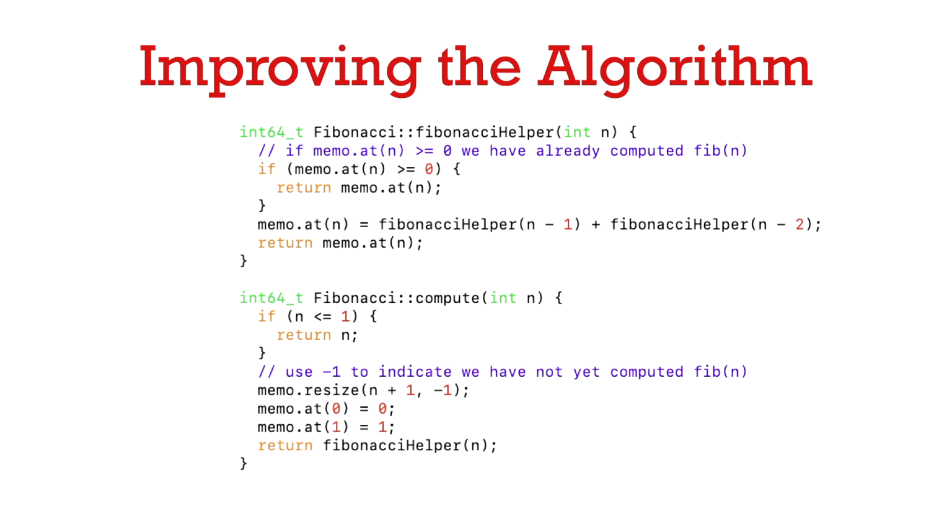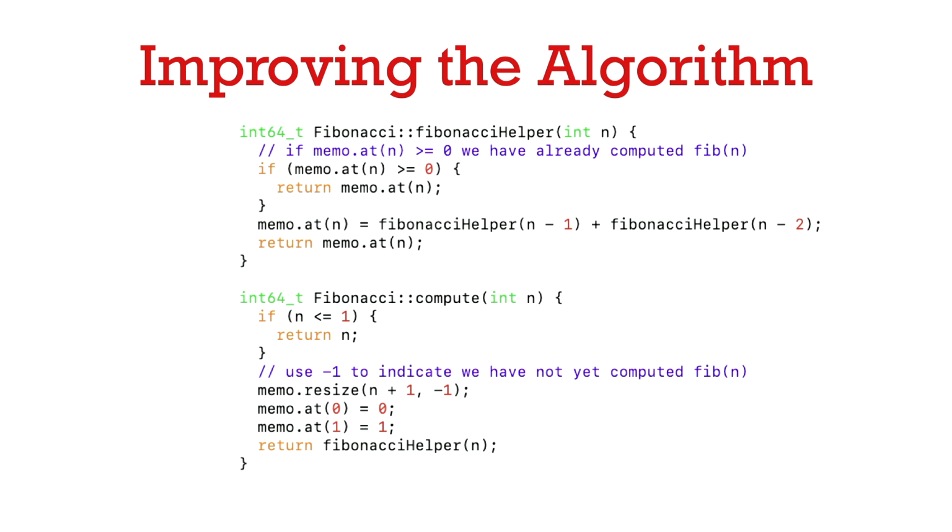The function at the bottom, called compute, does a little bit of setup. We resize our memo to have size n plus 1 if we want to compute the nth Fibonacci number, so it can hold the Fibonacci numbers 0 through n. We initialize memo with the base cases: the 0th Fibonacci number is 0, the first Fibonacci number is 1. Then we call our recursive algorithm, at the top of the screen, called Fibonacci helper. Our base case now becomes checking if the value is in our memo table already, checking if we've already computed the value.